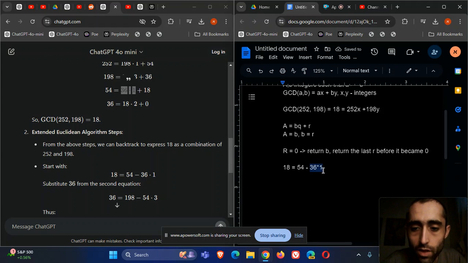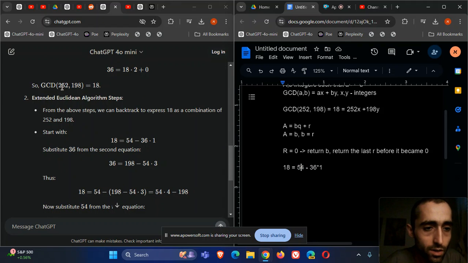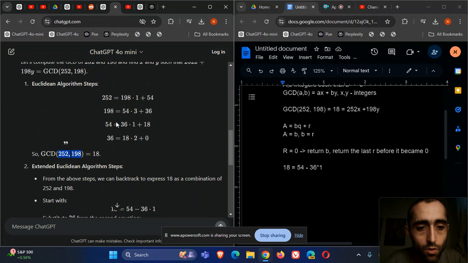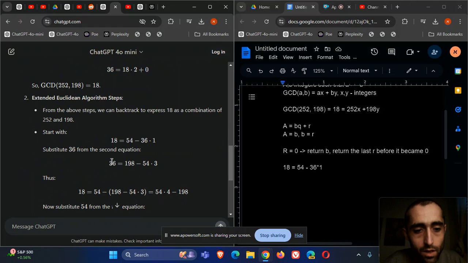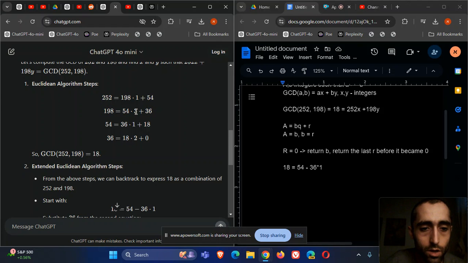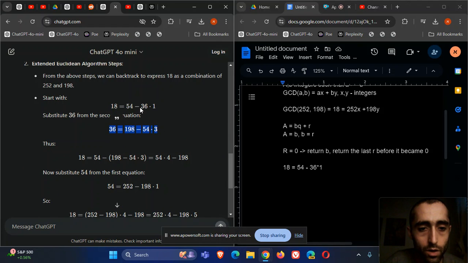Now I want to represent this 36 and this 54 using these numbers. I can represent 36 by this equation with 54 and 198 in this manner. What I did here, I will insert this value, which is just this equation, taking this to this side. I will enter this one instead of this 36. And I did it. And then we get this equation.